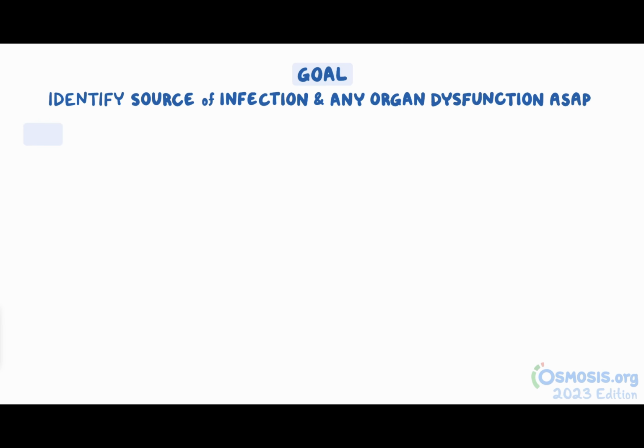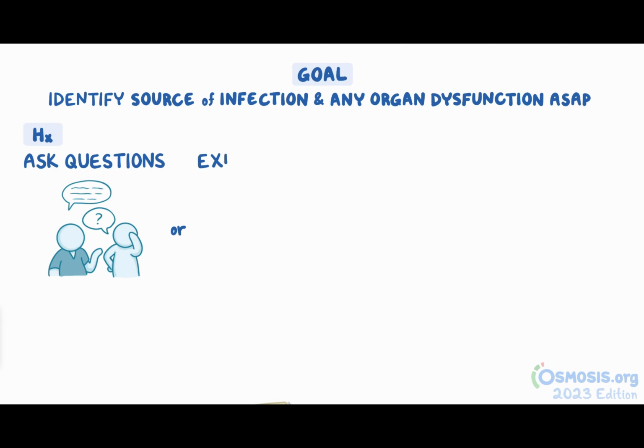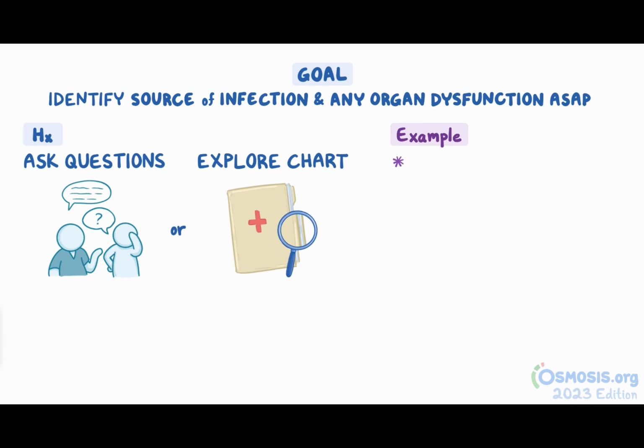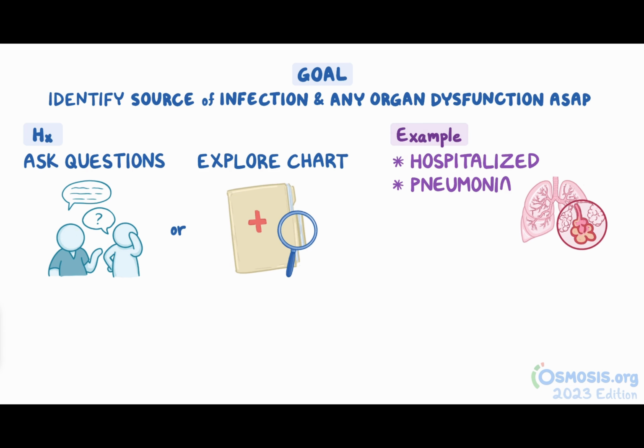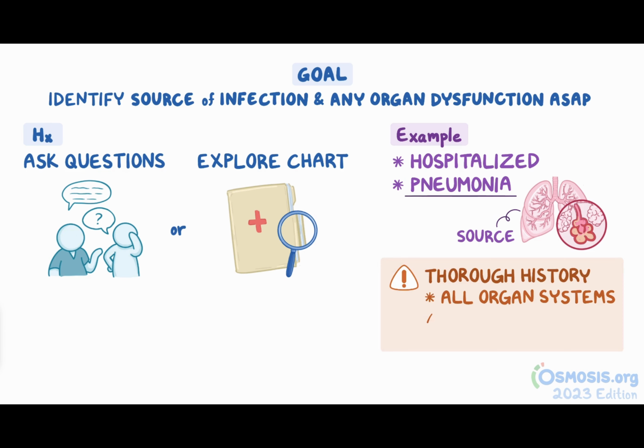When gathering your patient's history, ask questions or explore the chart for clues to the source of infection. If the patient is already hospitalized, let's say for pneumonia, then that's your most likely source, underlying pneumonia. It won't always be that obvious, though, so taking a thorough history that covers all organ systems and common infectious manifestations is important.